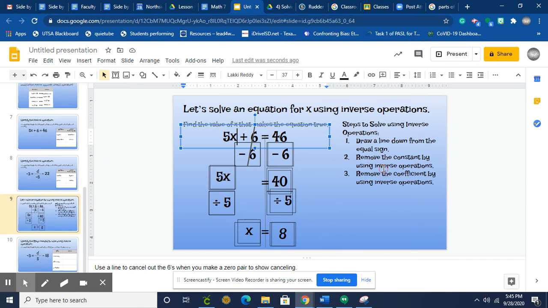If I came up here and I typed in 8, order of operations says to do multiplication first. So 5 times 8 would give me 40. 40 plus 6 is 46, and we're balanced.